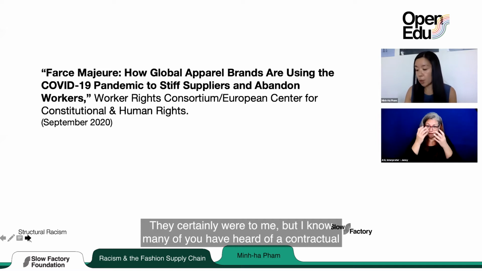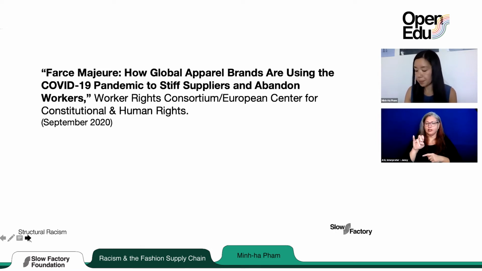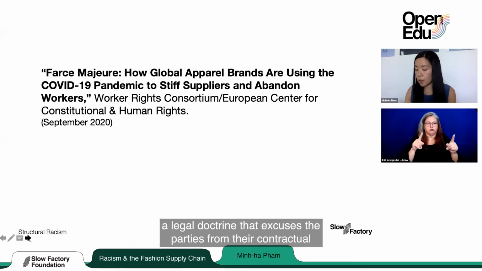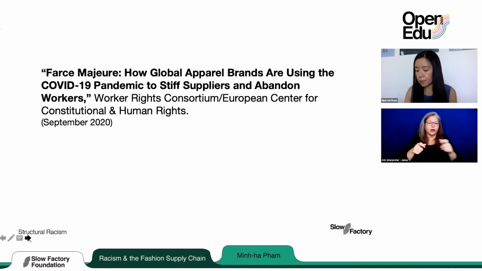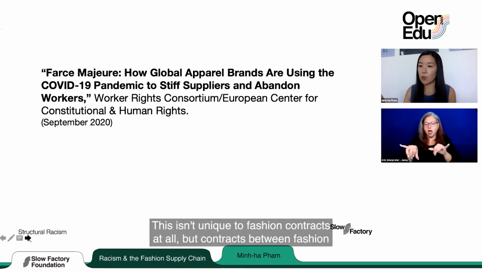But I know many of you have heard of a contractual provision known as force majeure. Beginning in the early COVID months, again, brands invoked force majeure, a legal doctrine that excuses the parties from their contractual obligations due to impediments beyond their control or major forces. So this is a common feature in all sorts of contracts. This isn't unique to fashion contracts at all.